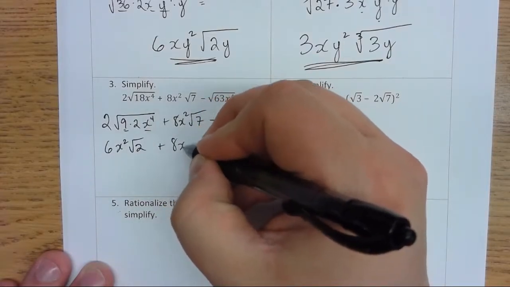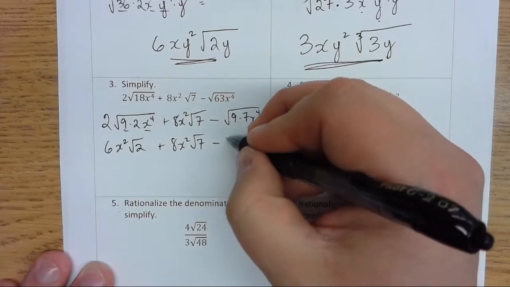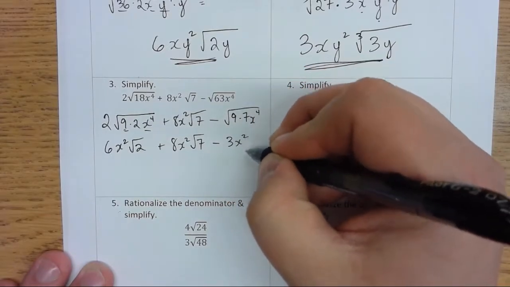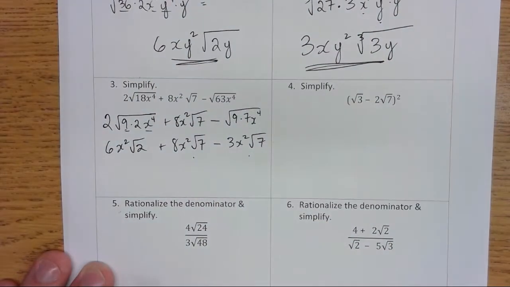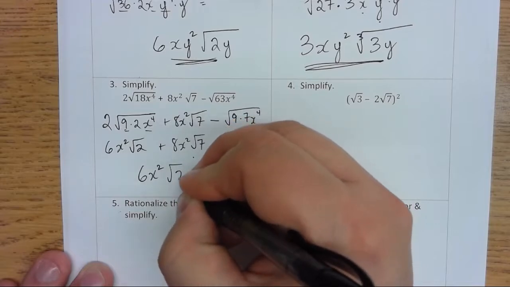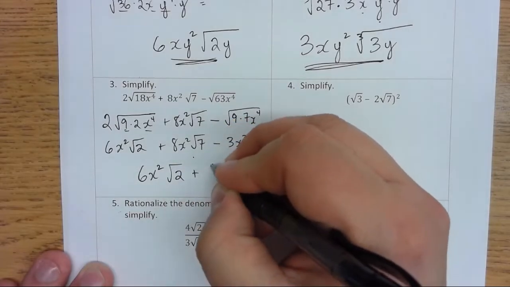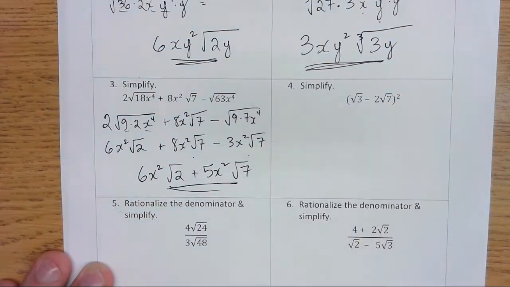plus 8x squared root 7 minus 3x squared root 7. And I notice that these two terms are alike terms, so my final answer is 6x squared root 2 plus 5x squared root 7. And there's nothing else I can do with that, so that's my final answer.